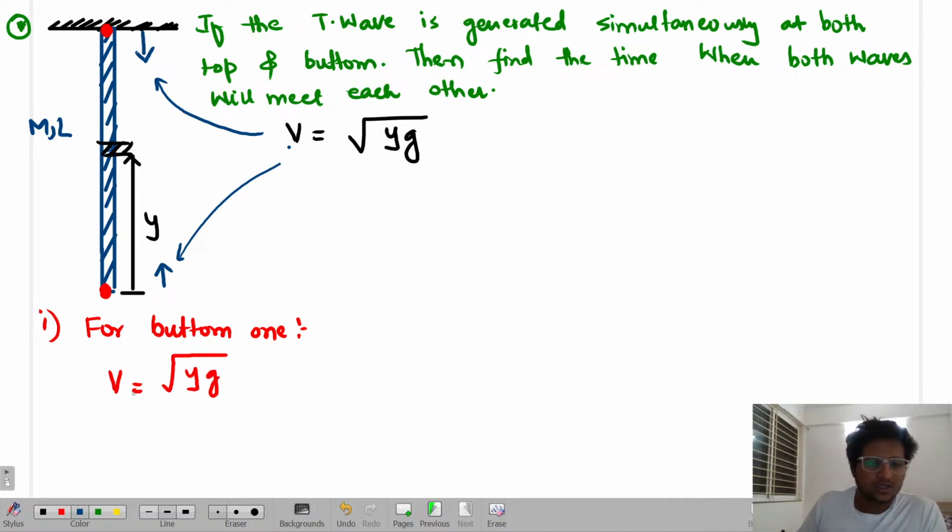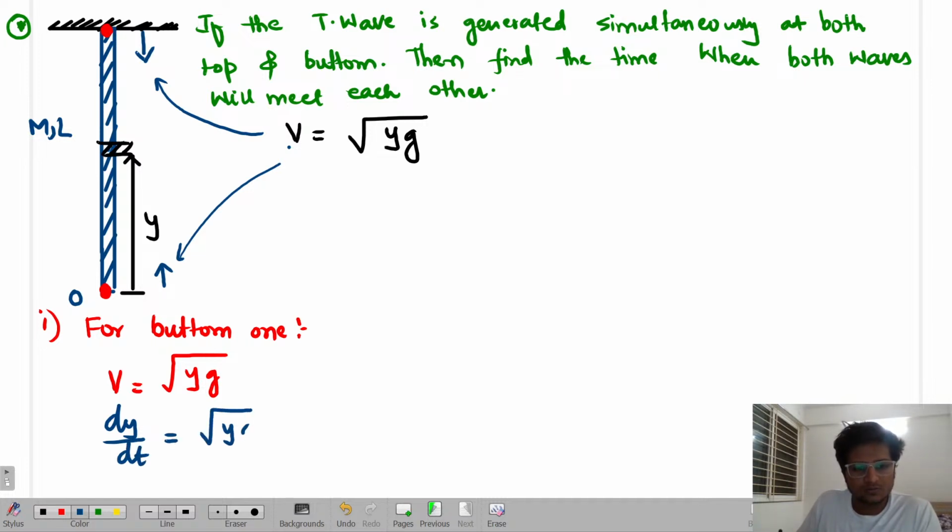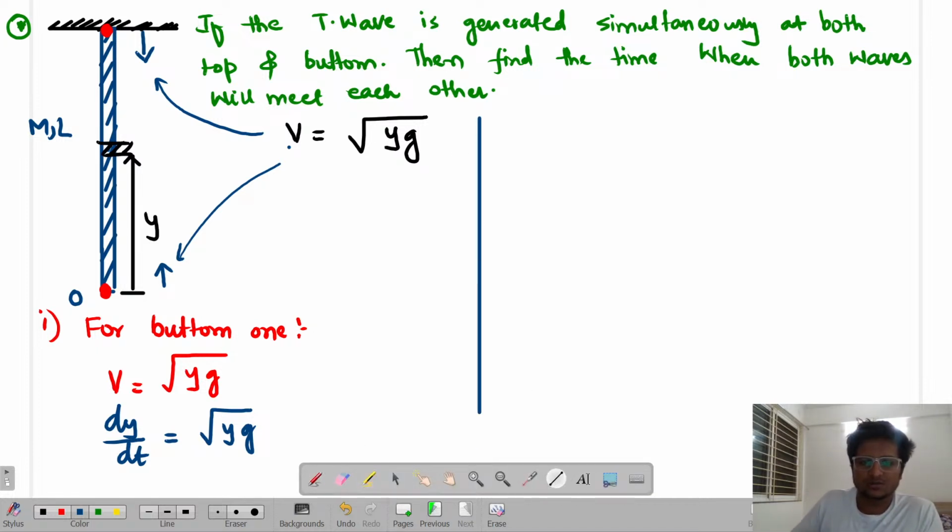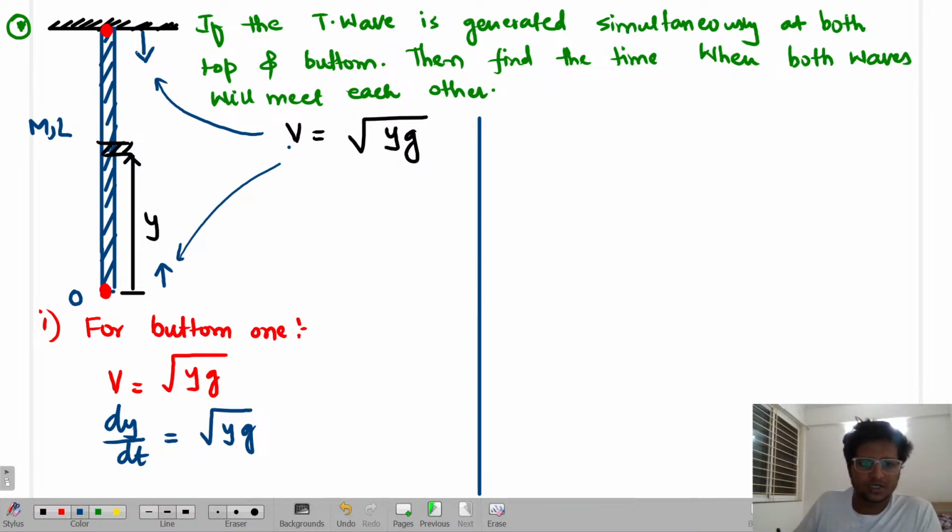Tell me one thing, I want this y first of all. So I must integrate from 0 to y. So dy by dt equals root under yg. Are you able to get me or not? So let me divide this into two parts of calculation. What will this equation be? dy by root y equals root g dt.